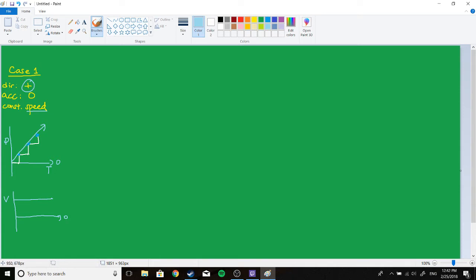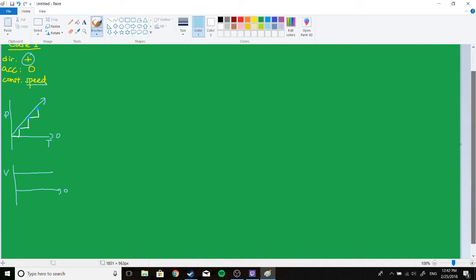What about acceleration time graph? Well, for acceleration time graph, let's put the 0 a bit to the middle. Okay, acceleration versus time. So for acceleration time graph, when you have a constant speed, this means your acceleration is actually 0. So that means your acceleration time graph is actually completely at 0. That's it. It's just a straight line. For acceleration time graph, it's always going to be a straight line. That's just flat, not slanted, flat. Okay? So that's for case 1.